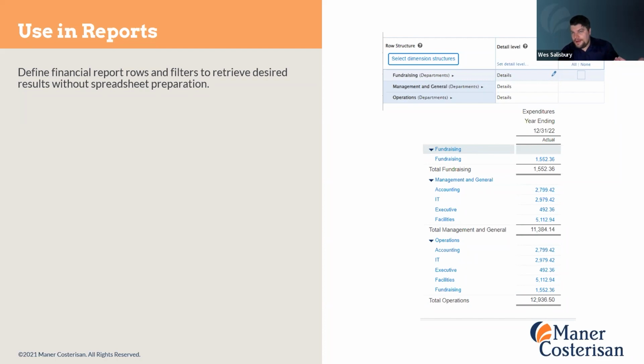So with a dimension-based report like this, you can take this report and put it on a dashboard so that your department managers can go look and see what's my total expenditures for the year or the month or year to date for all the departments that I have access over or control over.